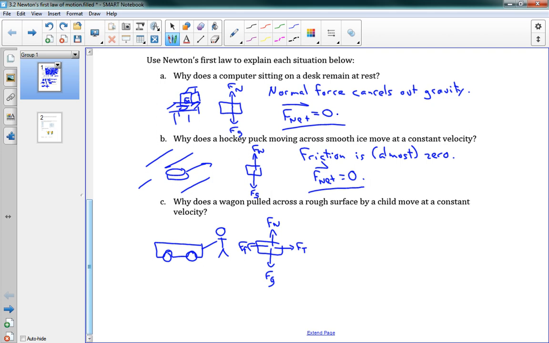And what we're saying here is that if it's moving at constant velocity, then that means that F net has to be 0. That means, therefore, that our tension force has to equal our friction force. They have to cancel each other out, because everything needs to add up to 0. So that's the only explanation why this cart would be moving at a constant speed. Again, this is a difficult concept, I think, to understand, that even though it's moving, the net force is 0. If it's not accelerating, the net force has to be 0.